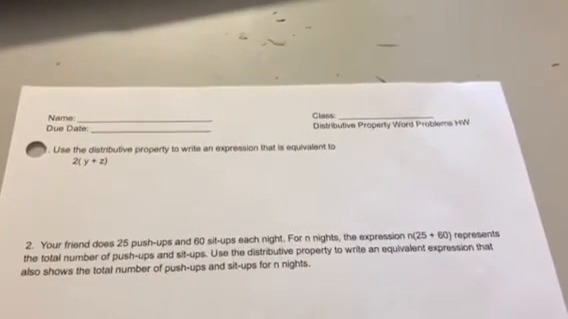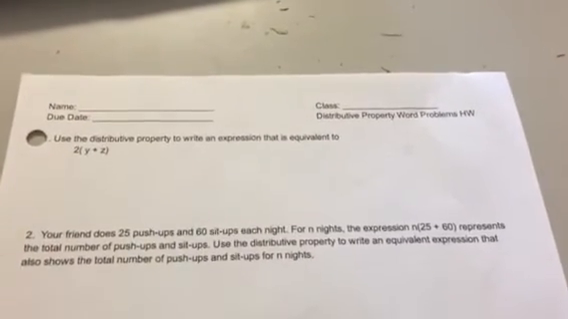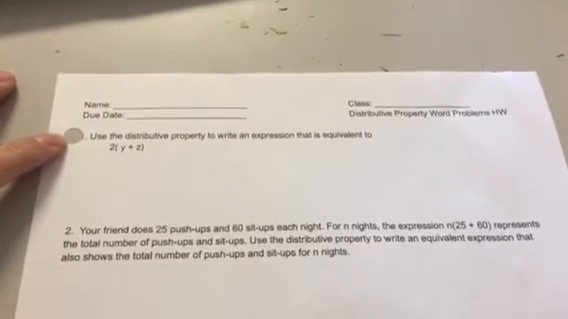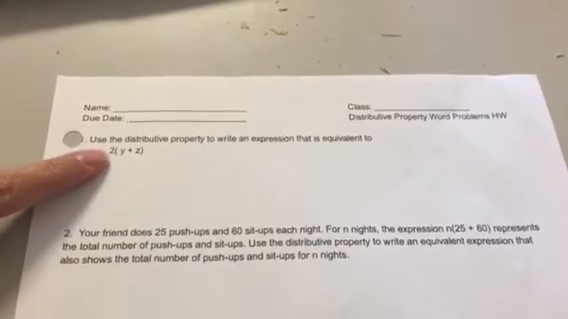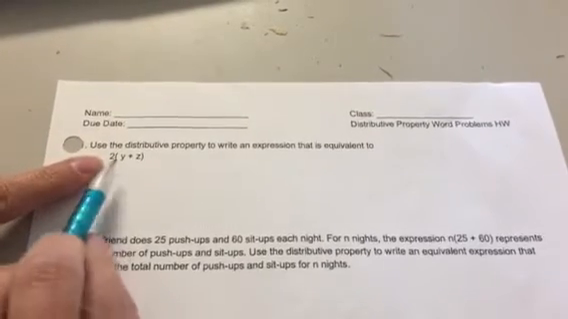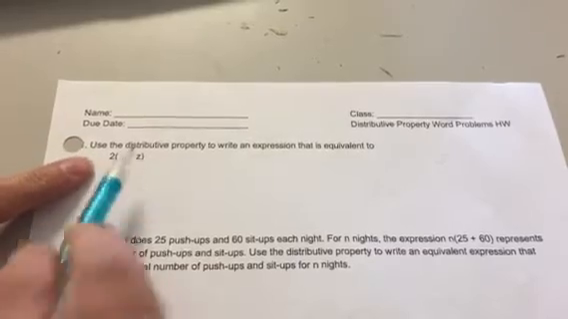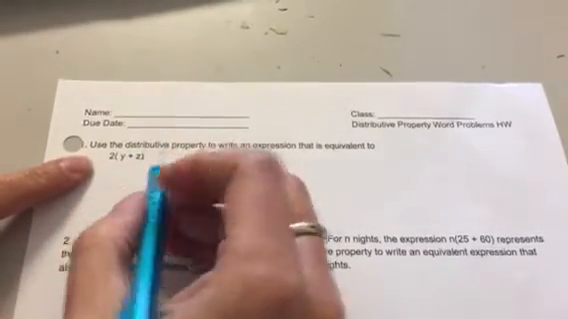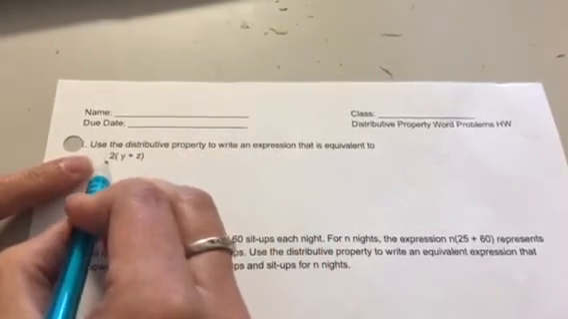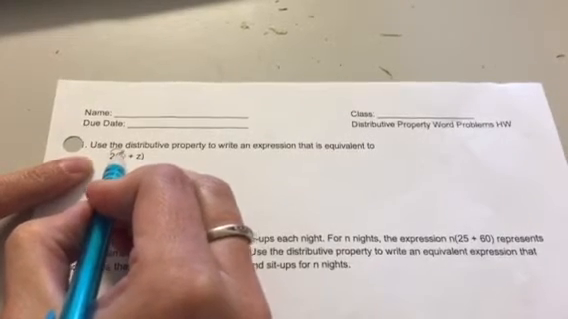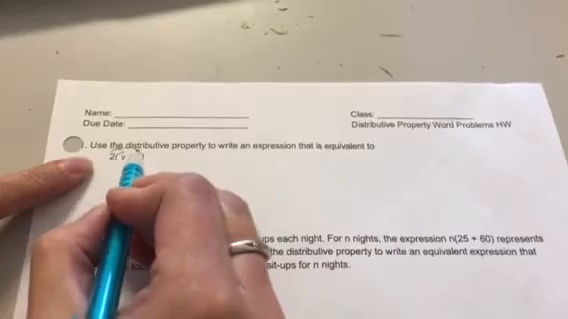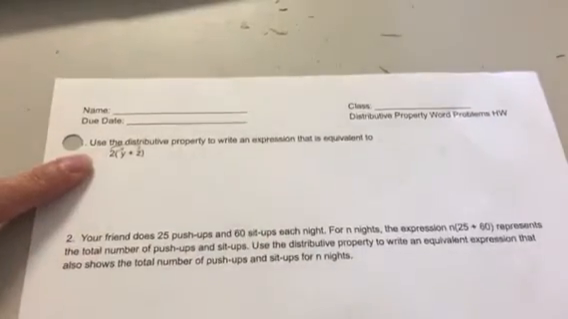All right, this is the distributive property word problems homework. Take a look at number 1. It says use the distributive property to write an expression that's equivalent to 2 times the quantity of y plus z. So remember, the distributive property is where you take the number that's on the outside of parentheses and you multiply it times each term on the inside of the parentheses.